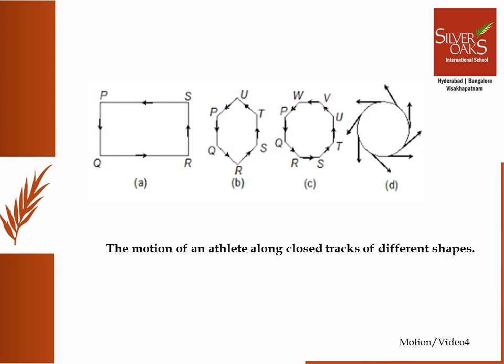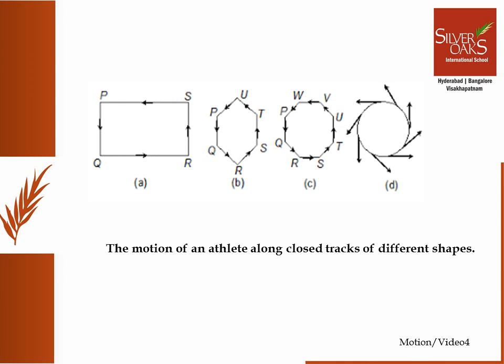This picture represents motion of an athlete along closed tracks of different shapes. Now let's assume that the athlete runs at uniform speed on the rectangular track as shown in figure A, PQRS. From P to Q, he runs towards south. From Q to R, he runs towards east. From R to S, north, and from S to P, west. So, it is clear from the picture that he will have to change his direction 4 times to complete one round.